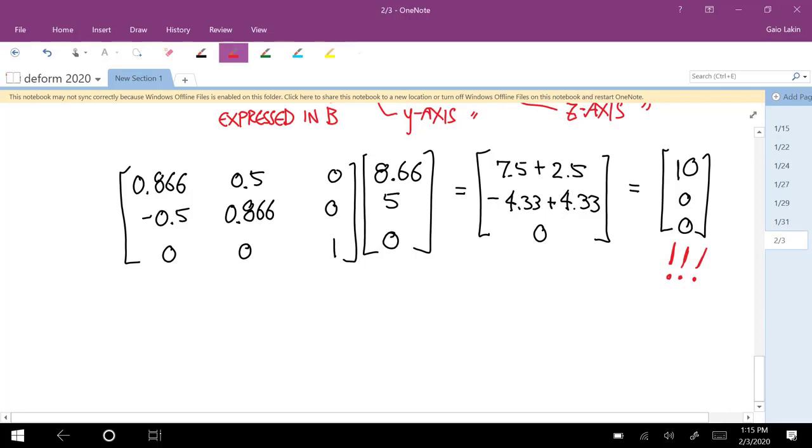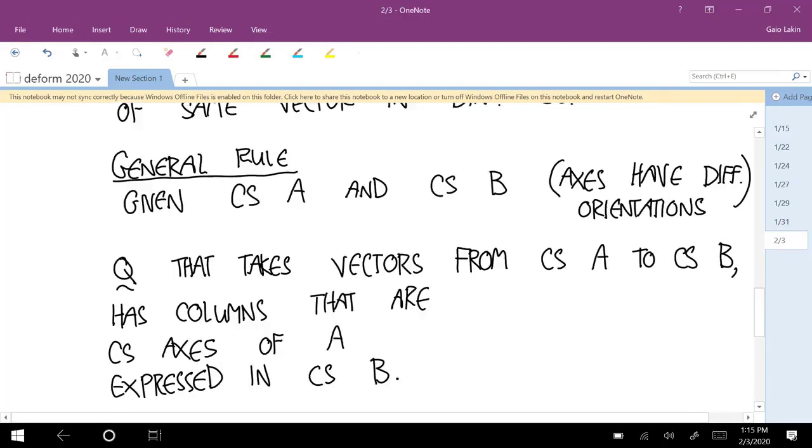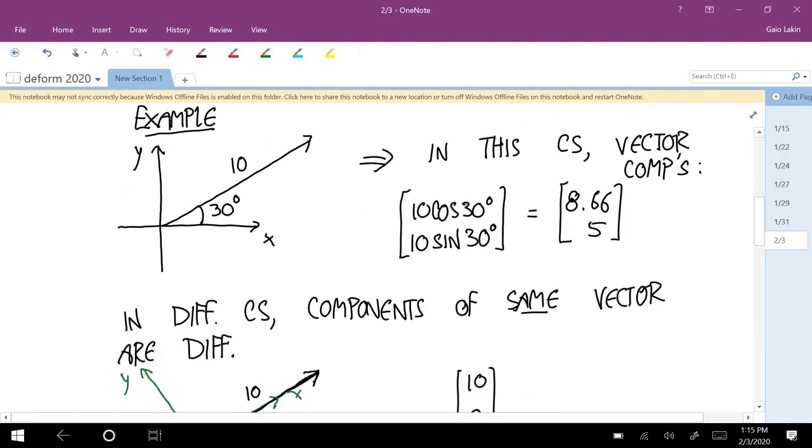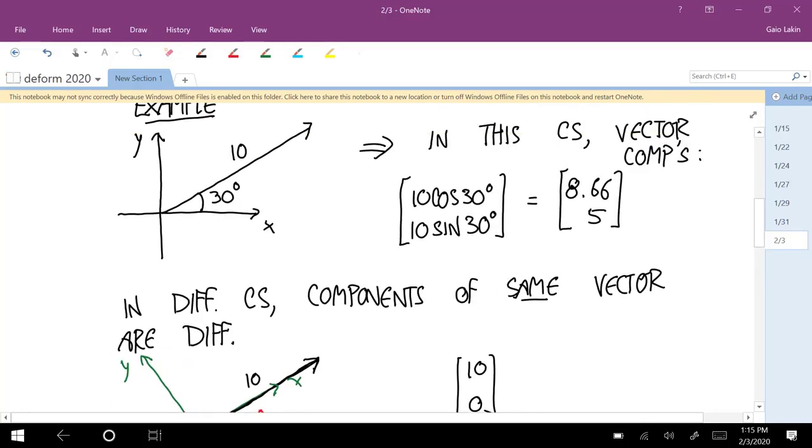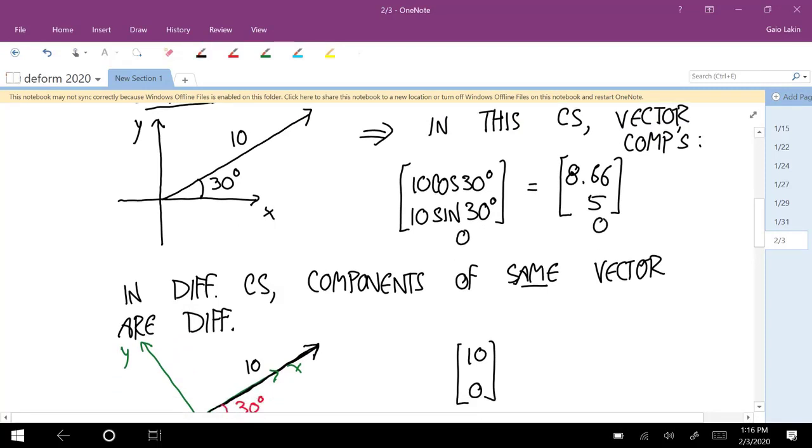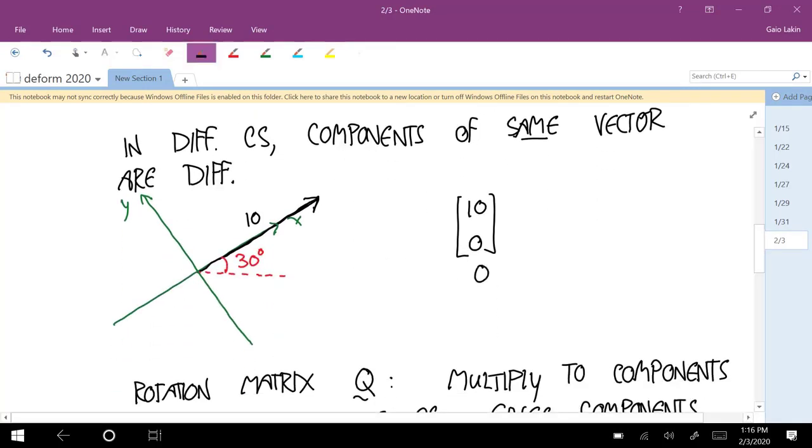So what we were doing is what we did in this example. We first started out knowing the components of this vector in this coordinate system. And 8.65, oh, I guess let's make it all 3 dimensions. So this is a 0, this is a 0.